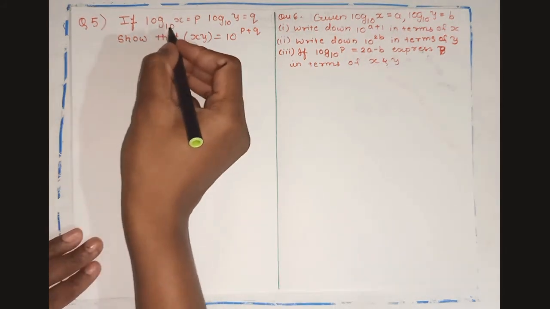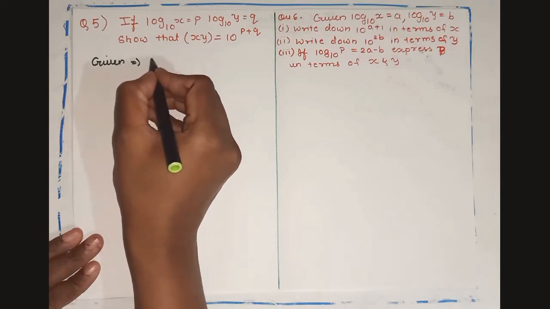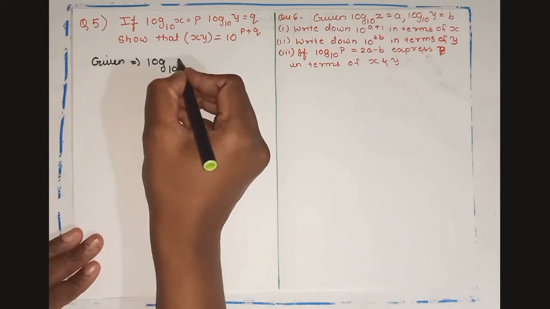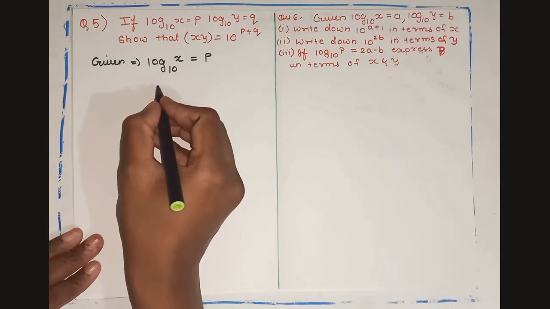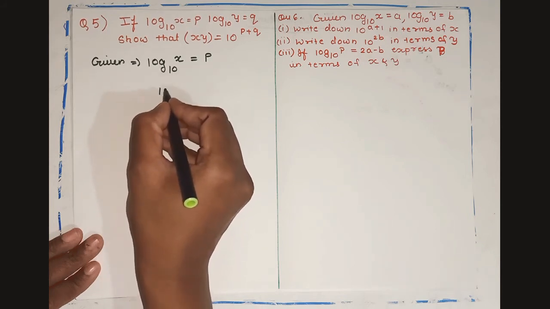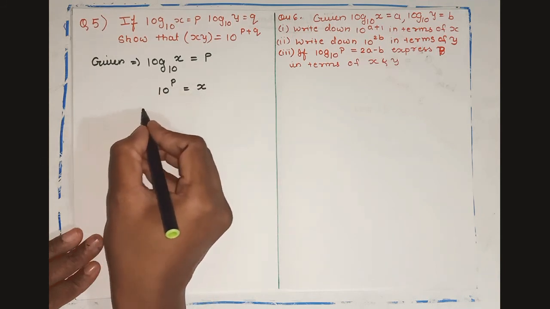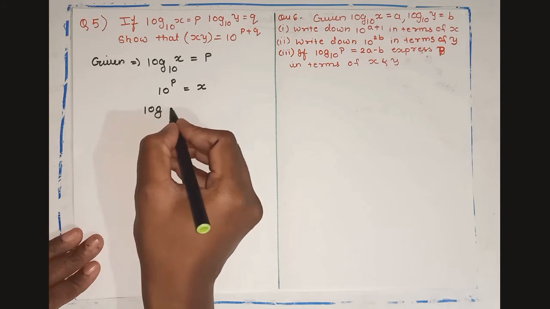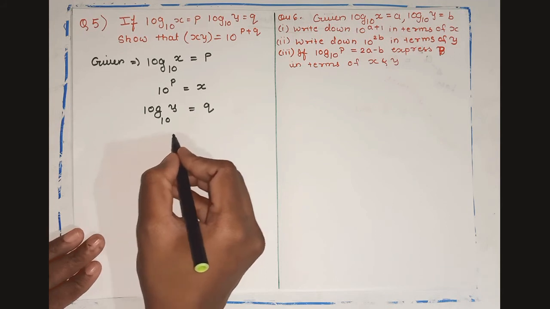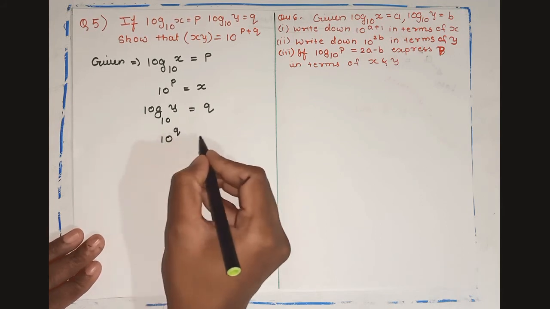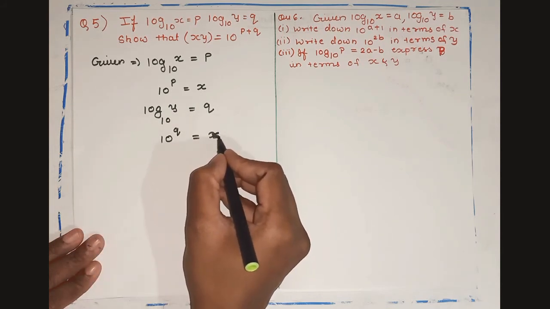Okay, now what is given to you? Log of x to the base 10 is equal to p. If you write it in the exponential form, what will you get? 10 to the power p equals x. In the same way, log of y to the base 10 is equal to q. If you write this in the exponential form, what will you get? 10 to the power q equals y.